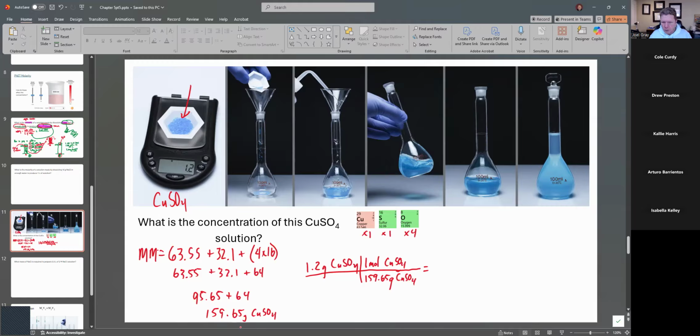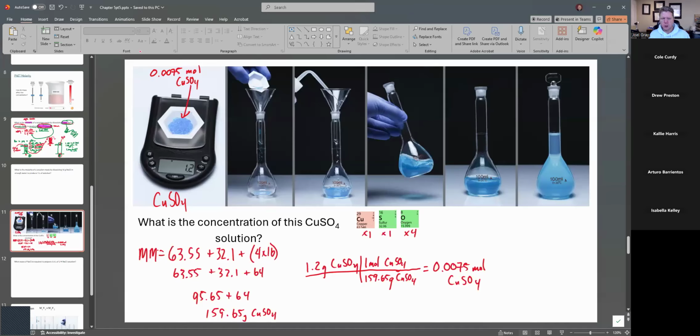What did I get? 0.0075 moles of CuSO4. Okay, now I'm going to write this up here, 0.0075 moles of CuSO4. So that's less than 1 mole. I don't need to worry about how many atoms or molecules that is, but that's what I've got.